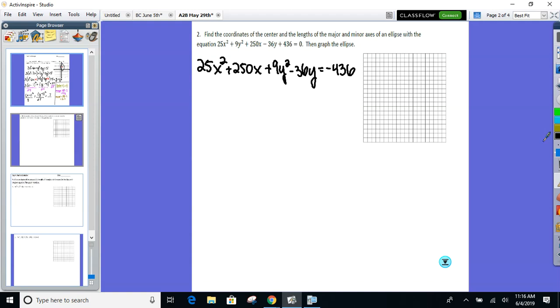Next up, anybody? Take out a 25 from the X's and a 9 from the Y's. Go ahead. Take out a 25 from the X's. How many quarters do you have in $2.50? 10. Take out a 9.